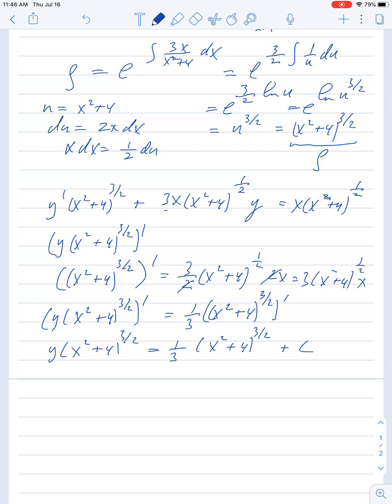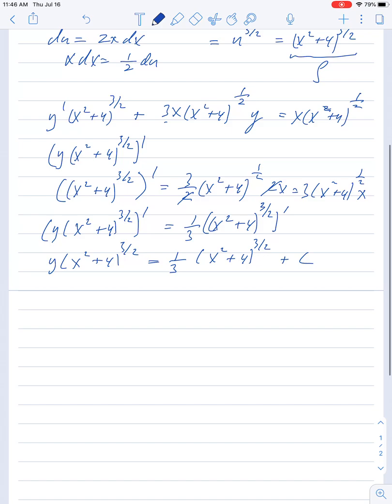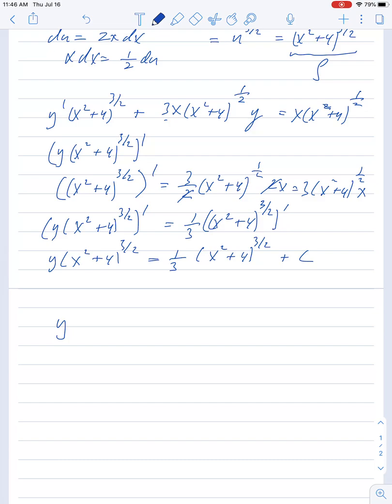It's not written in a very convenient form. Now we have to solve for y. So we divide both sides by x squared plus 4 power 3/2. Divide both sides by this integrating factor, and the result will be y equals 1/3 plus c over x squared plus 4 power 3/2. This is the general solution. Well, a computational problem, but such things happen.